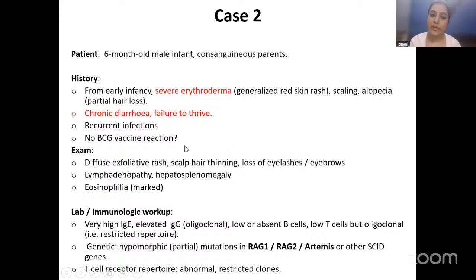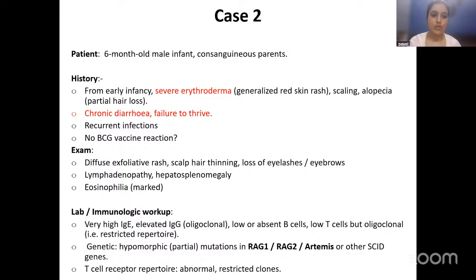History was again early infancy, 6-month-old infant had severe erythroderma, generalized red skin rash. That is what the mother defined, and the resident said that there is erythematous rash, there is scaling, there is alopecia. Importantly, 6-month-old with alopecia and rash. A lot of time you may see similar thing with atopy itself, but now we'll be able to join the dots better.